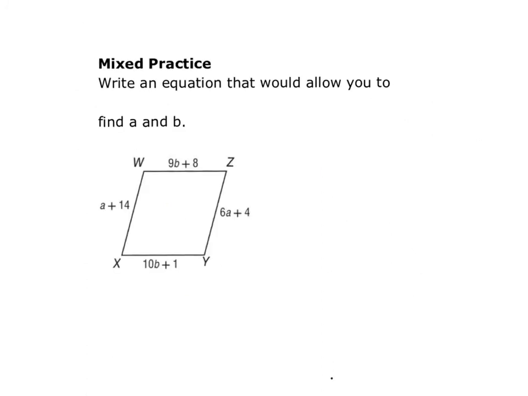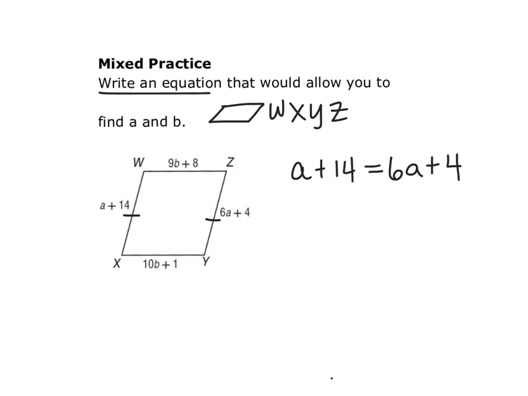One more example practice problem. Write an equation that will allow you to find a and b. Of course, we have to know that we have a parallelogram first. So given that WXYZ is a parallelogram, because we have a parallelogram, we know both pairs of opposite sides would be congruent. So a plus 14 is going to equal 6a plus 4.